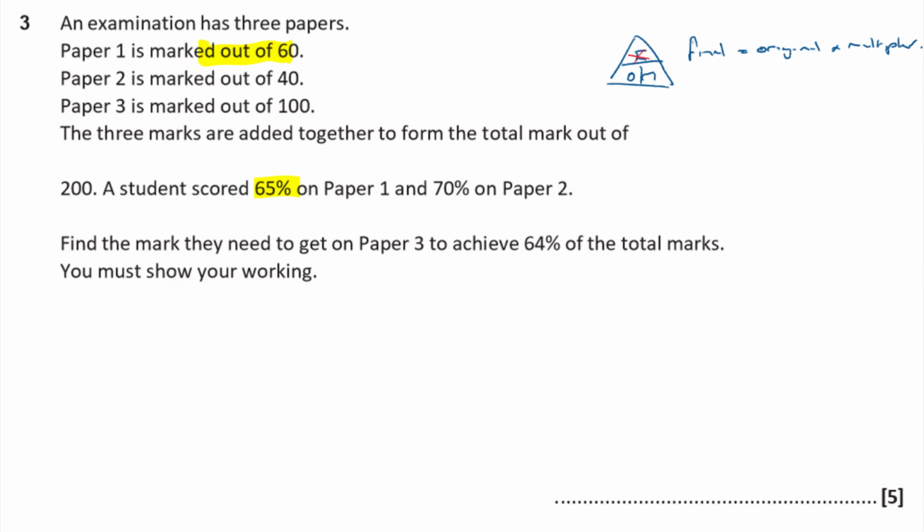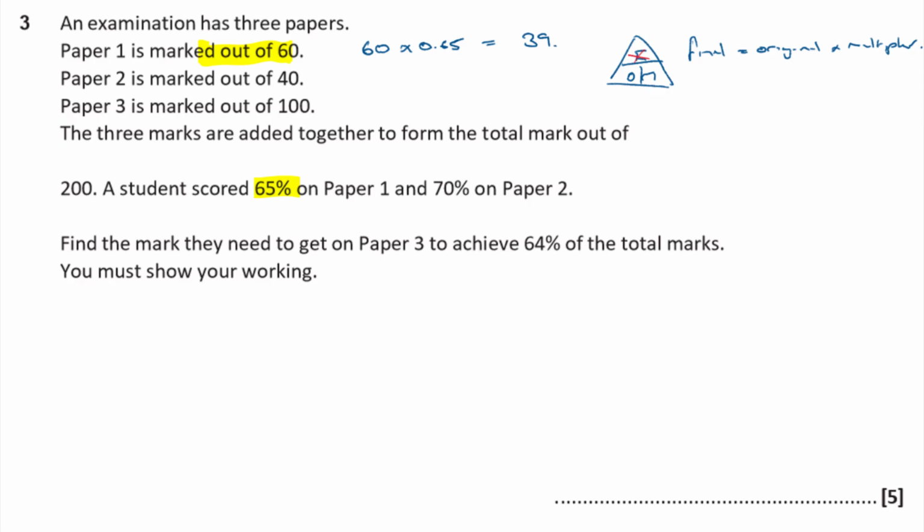So for paper 1, it was marked out of 60, so the original mark was 60. So 65% as a multiplier, you just need to divide it by 100 or just rewrite it as a decimal. It's pretty easy, it's 0.65. And then if you type that into a calculator, 60 times 0.65, that comes to 39. So you scored 39 marks on the first paper.